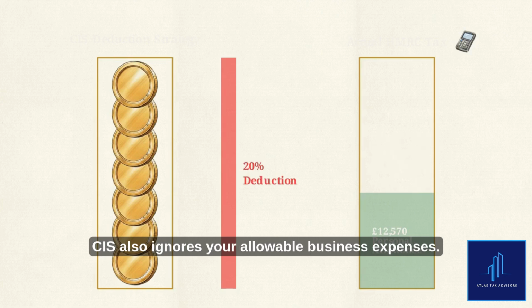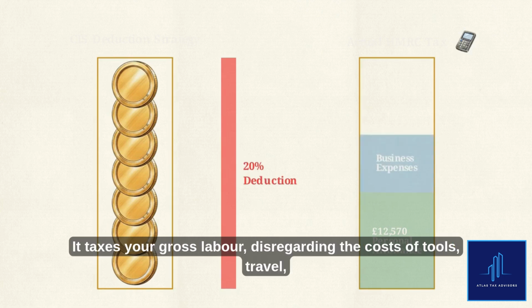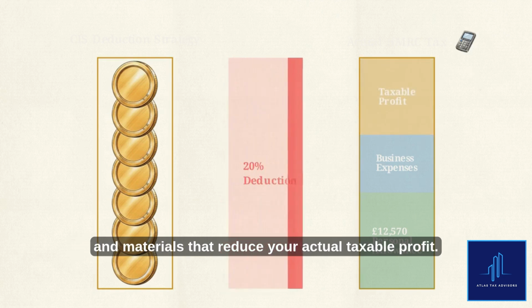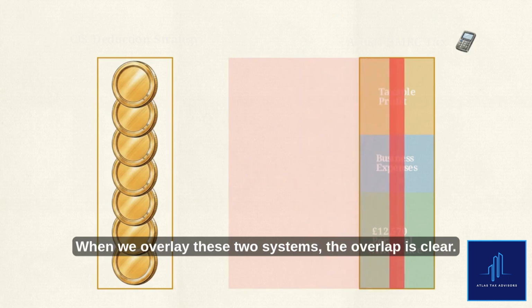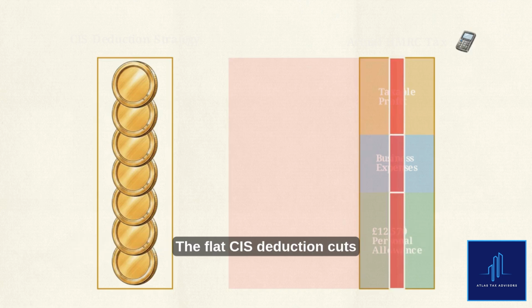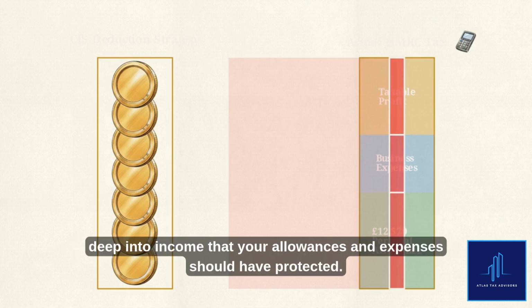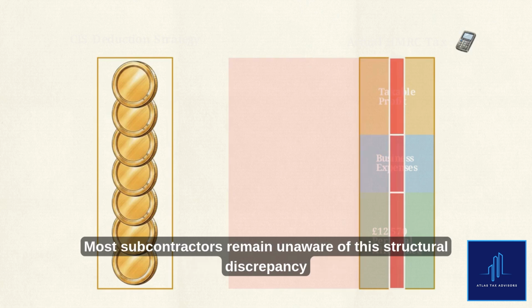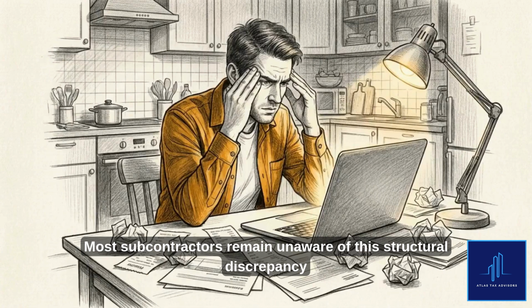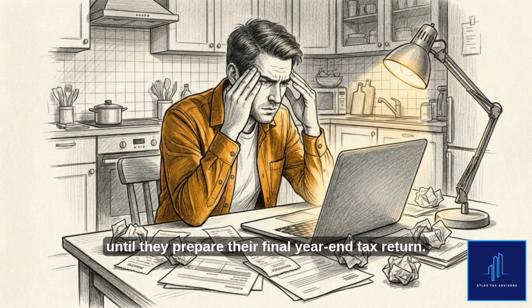CIS also ignores your allowable business expenses. It taxes your gross labor, disregarding the costs of tools, travel, and materials that reduce your actual taxable profit. When we overlay these two systems, the overlap is clear. The flat CIS deduction cuts deep into income that your allowances and expenses should have protected. Most subcontractors remain unaware of this structural discrepancy until they prepare their final year-end tax return.